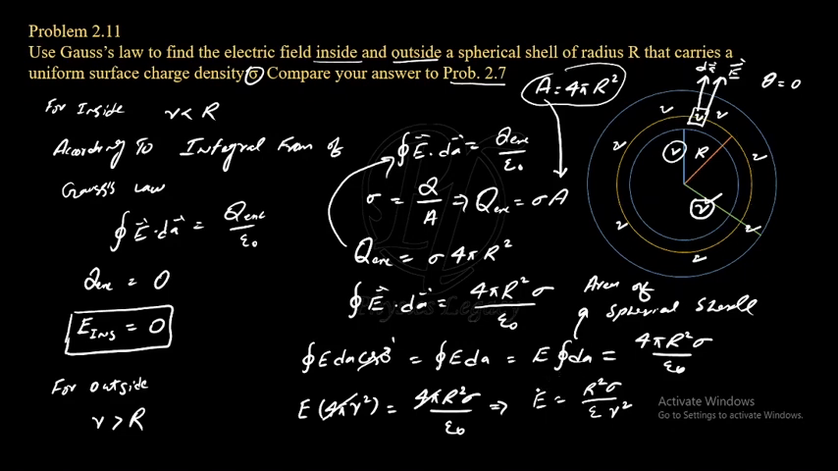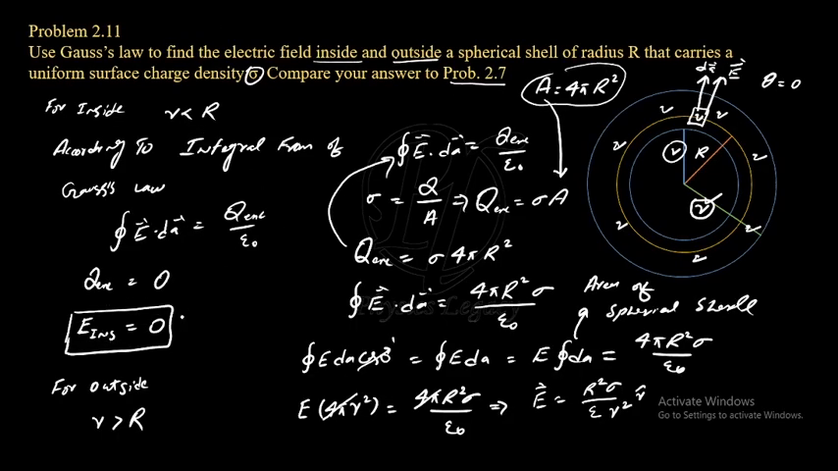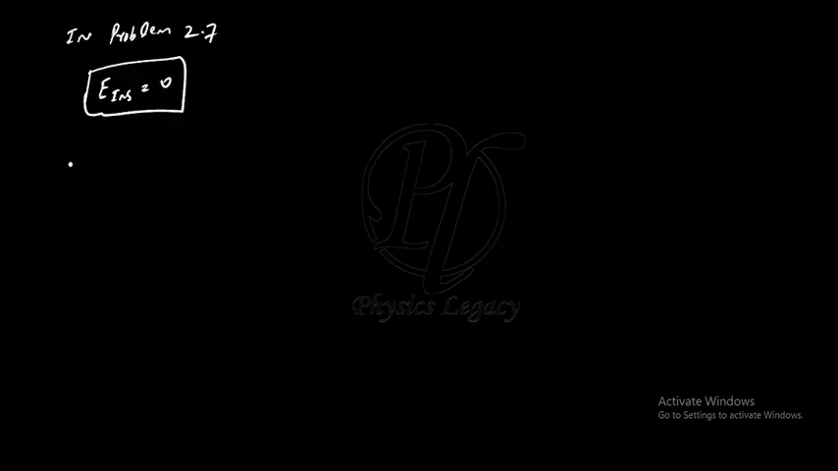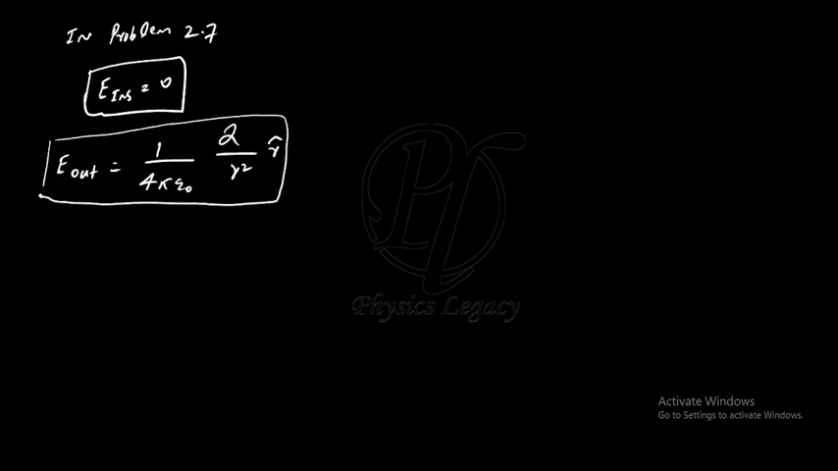And if we talk about the vector form of this E field, we have just the E vector and the r unit vector. So this is the vector form of this E field, and this is always directed radially outward. Now we have to compare this result with the problem number 2.7 results. So recalling problem number 2.7, in problem 2.7 we have E inside equal to 0. So in the previous problem we also have E inside equal to 0. And in problem 2.7, E outside equal to 1 over 4 pi epsilon naught q over r square into r unit vector. This is the E field outside in problem number 2.7.